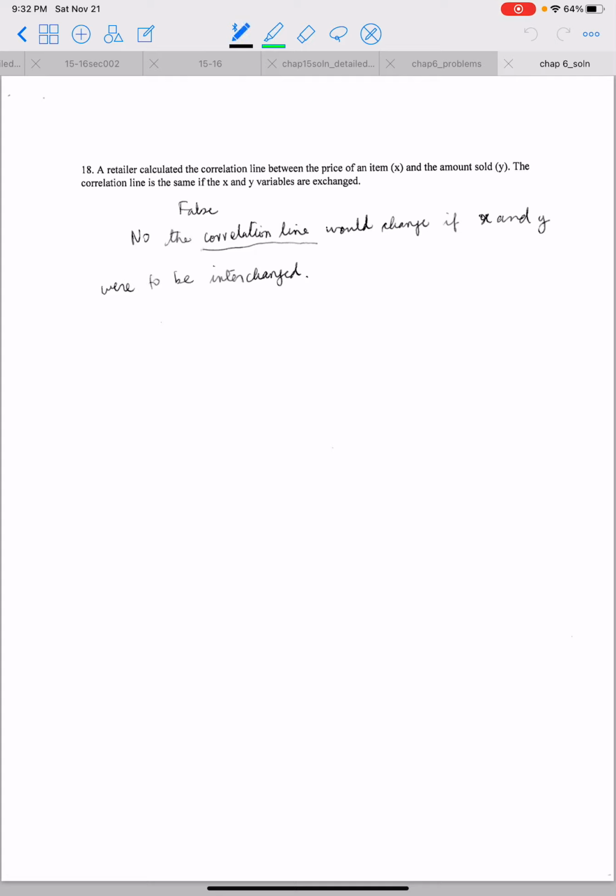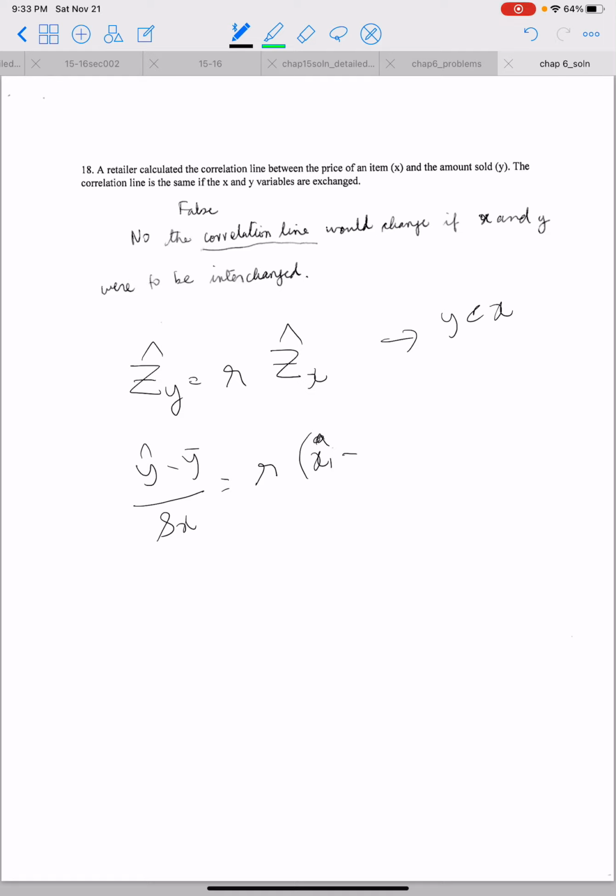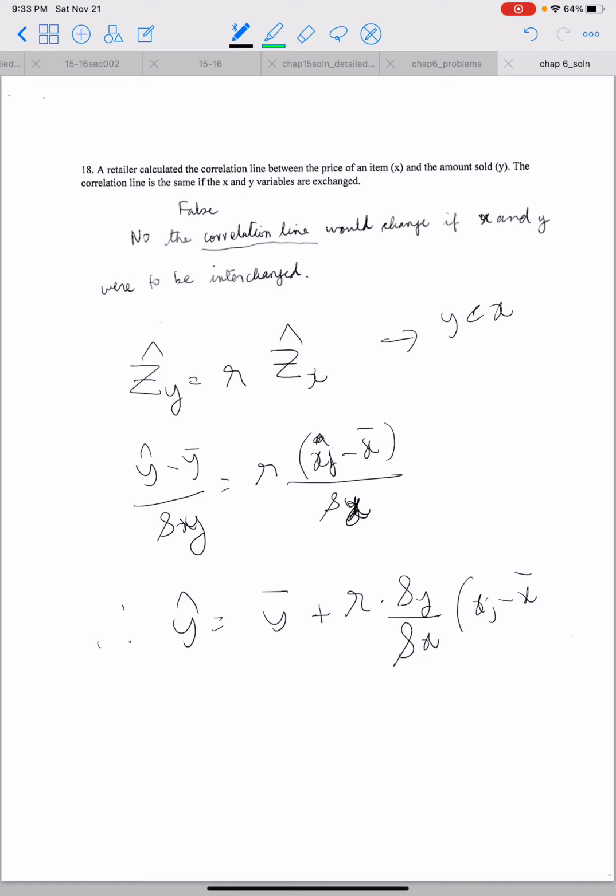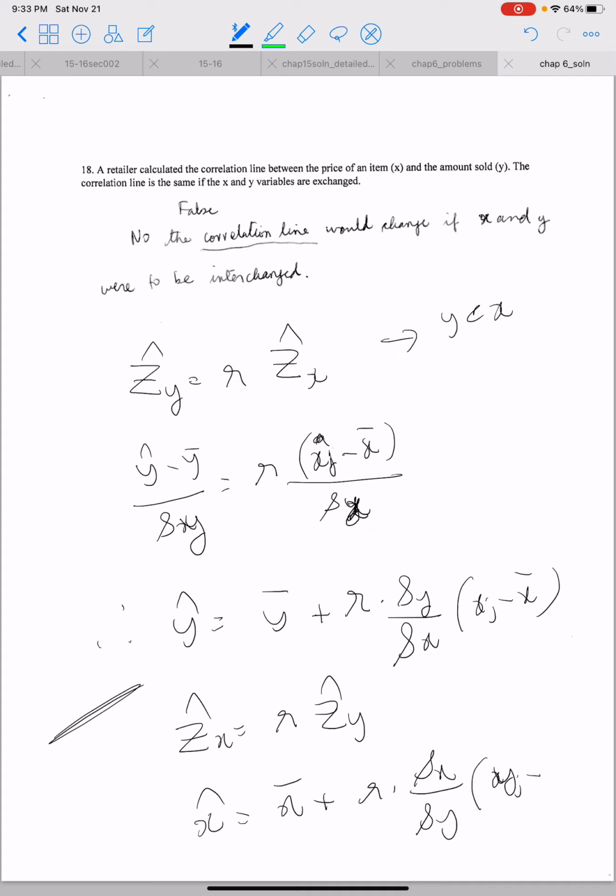That is because the correlation line is as follows: z hat y is equal to r times z hat x. This is between y and x, which would be y hat minus y bar by sy, which is r times xj minus x bar by sx. Oops, sorry, this should be y, this should be x. Therefore, y hat is equal to y bar plus r times sy over sx times xj minus x bar. Similarly, if we interchanged x and y, we would get z hat x is equal to r times z hat y, which would give us x hat equal to x bar plus r times sx over sy times yj minus y bar. And as you can see, these two equations are different from one another.